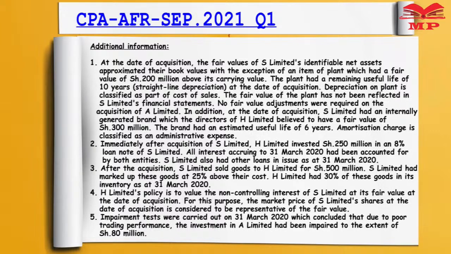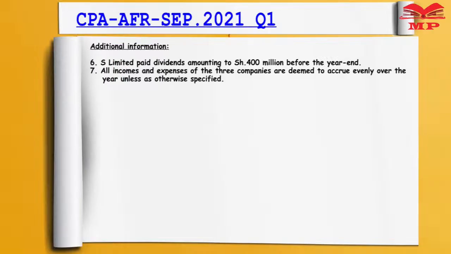Number 5, impairment tests were carried out on 31st March 2020, which concluded that due to poor trading performance, the investment in A Limited had been impaired to the extent of 80 million. So when determining the investment in associate, you're supposed to eliminate the impairment loss of 80 million. Number 6, S Limited paid dividends amounting to 400 million before the year end. So that is an intercompany dividend that has already been accounted for. If you look at the income statement, under investment income, there is interest and dividend.